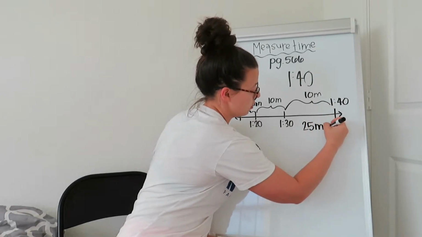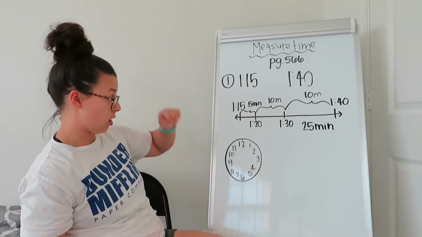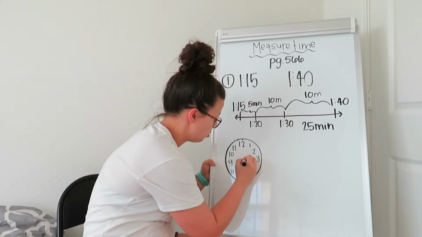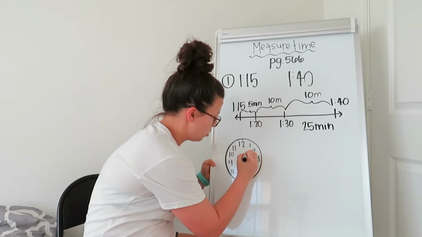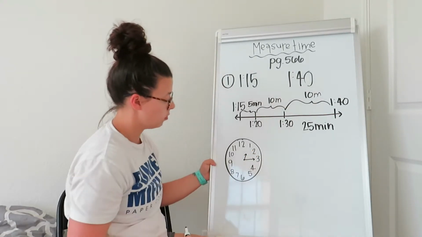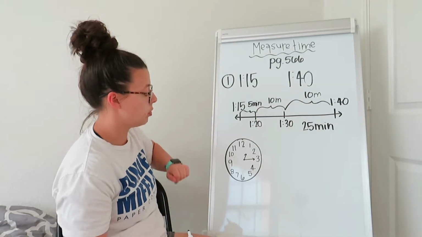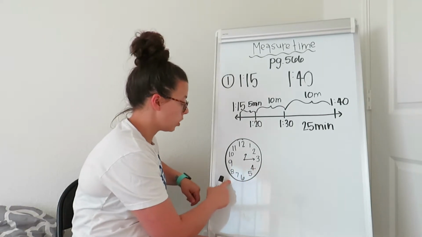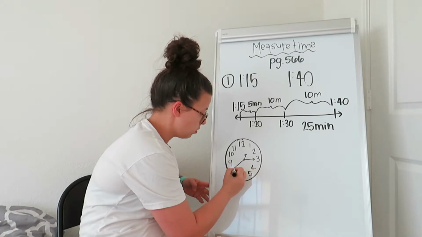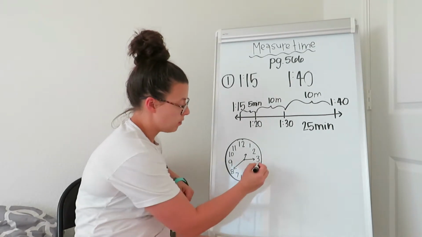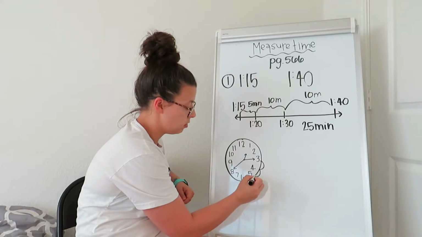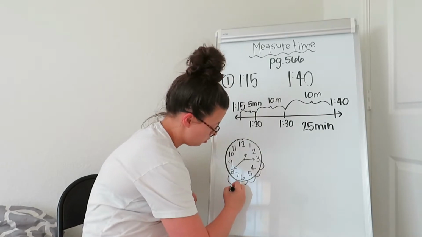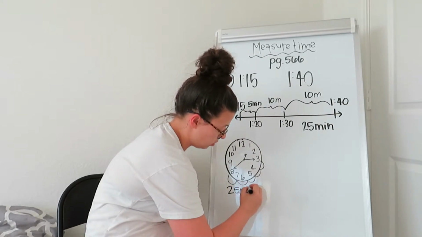So let's go ahead and show that on the analog clock. 1:15. So our small hand's going to be pointing at the 1. Our long hand here. And it's going to end at 1:40. We know we need to count by 5s. 5, 10, 15, 20, 25, 30, 35, 40. So then our long hand will move here. So then we just need to count by 5s. 5, 10, 15, 20, 25. And so far everything's matching.